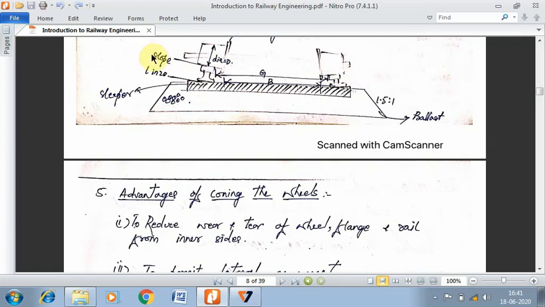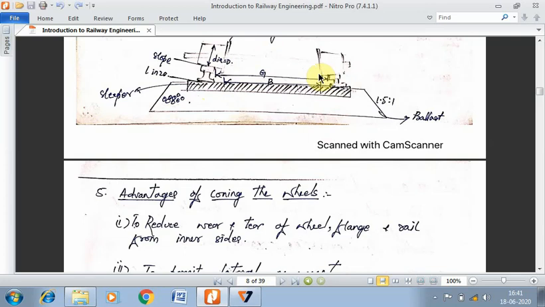It depends. Whenever the vehicle moves to either side, the coning will see to it that the vehicle comes back to its original position, and this gap will be maintained properly. Right. So when the vehicle moves to either side, everything is metallic here, so the flange also touches the inner side of the rail, and a huge amount of friction will be developed, and that will add to the resistance of movement of the vehicle.